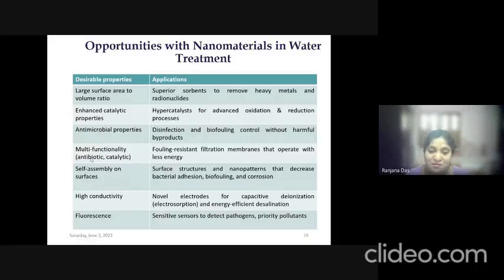Self-assembly of the surface is also helping us to produce some nano-patterns on the surface and control bacterial adhesion or biofouling, and the corrosion effect is reduced by the self-assembly properties of this nanomaterial. High conductivity of this nanomaterial will help in the energy-efficient desalination process, also called the electrosorption process, and fluorescence properties developed in the nanomaterial will help mainly to sense the pathogens or contaminants in the water.